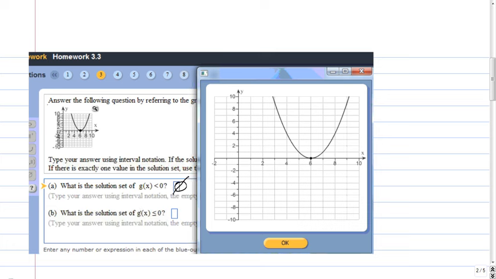Now, what is the solution set of g of x less than or equal to 0? Well, now it changes because we can include where it equals 0. Where does it equal 0? That's where it lies on the x-axis. And we're answering with the value of x, so it equals 0 at the value of 6. So that is not an interval, it is just a set including the value of 6.